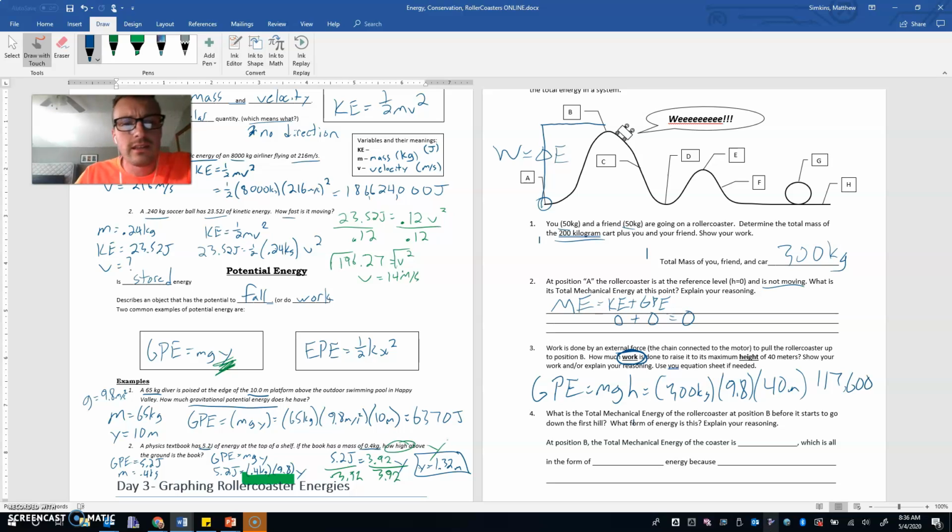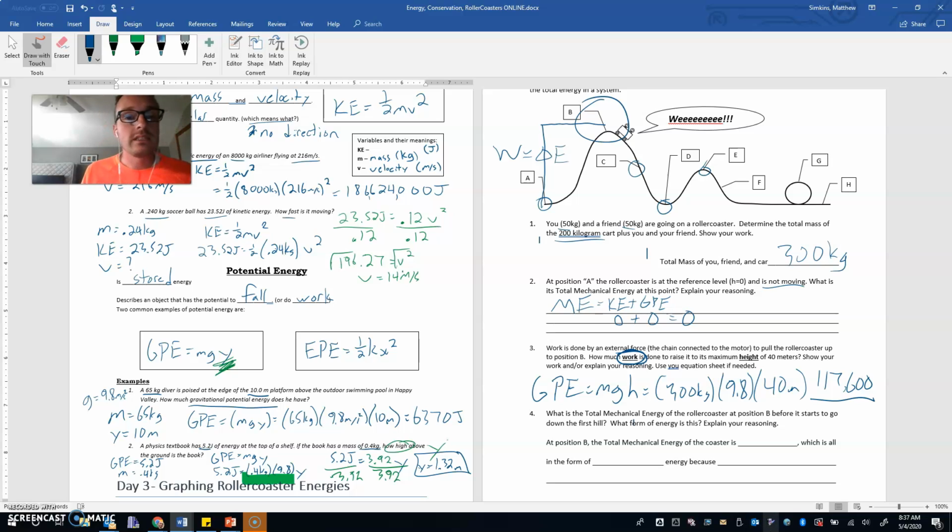I only have a few minutes left for this video. The total energy at the top of the roller coaster right there is 117,600. Okay, what does that mean the total has to be at point C? 117,600. What does that mean the total energy has to be at point D? 117,600. What does the total energy have to be at point E? If you guessed 117,600, you're right.